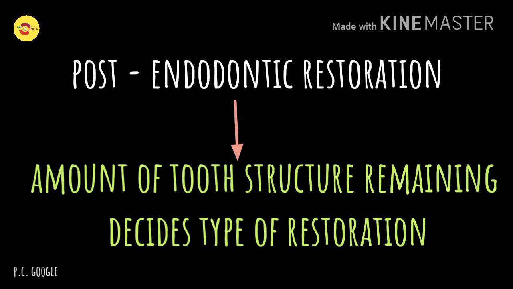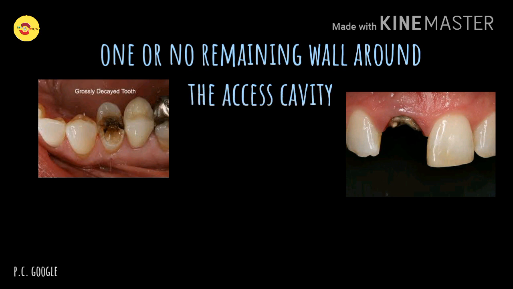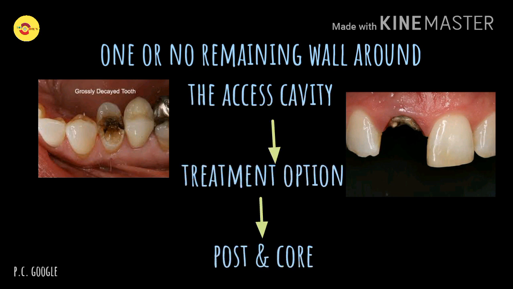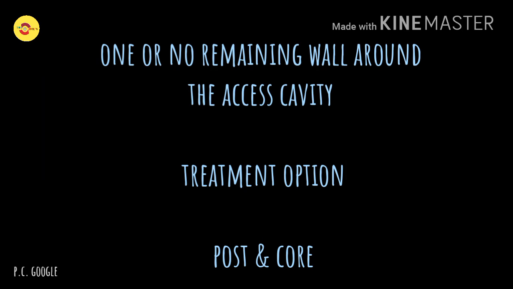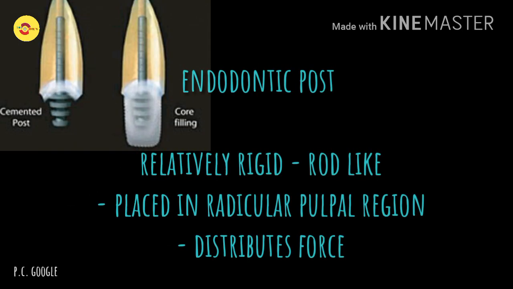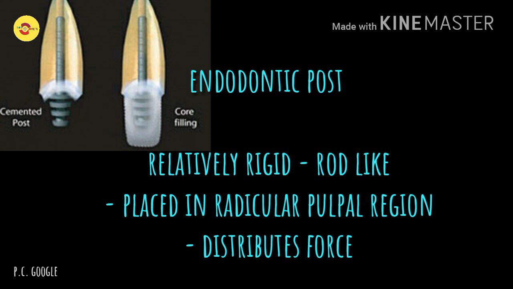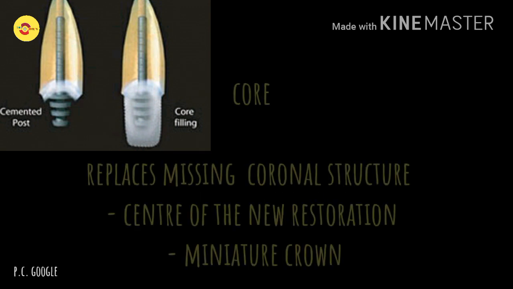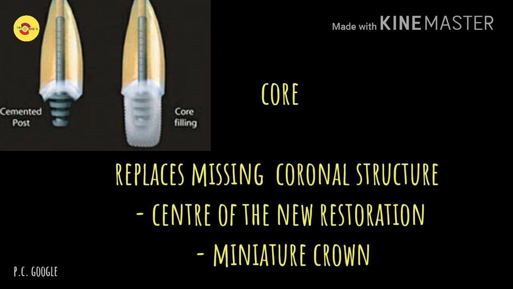In cases where there is one remaining wall around the access cavity or no remaining wall around the access cavity, a post and core is preferred. So what is an endodontic post and core? Post is a relatively rigid material which is placed into the radicular pulpal region, which distributes the forces from the core to the radicular region. And core is that part which replaces the missing coronal tooth structure. It is usually a miniature crown and forms the center of the new restoration.